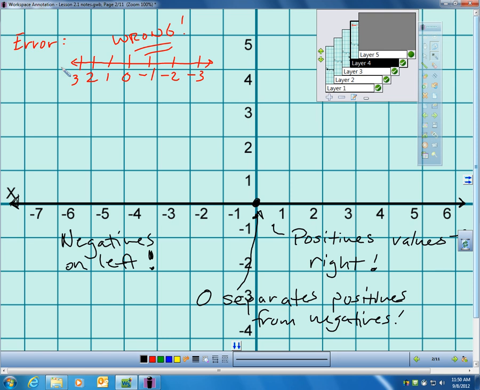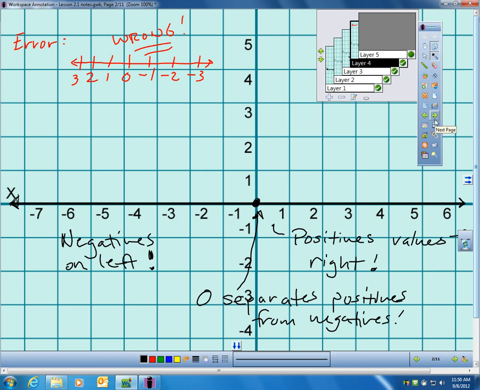It's like a thermometer. Think about temperature. The negatives are never on top of the positives. It's always positives are higher than negatives. You read a number line from left to right. The positives are always right. The negatives are always left.